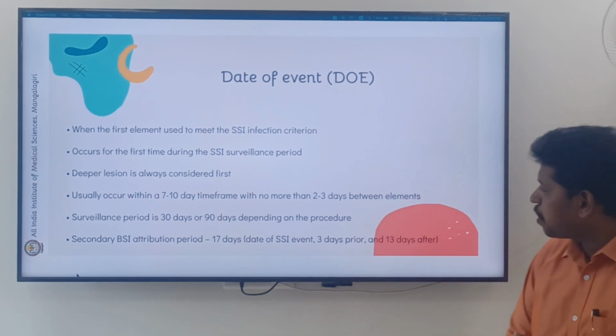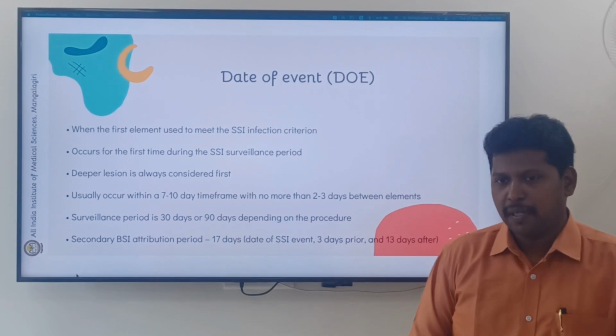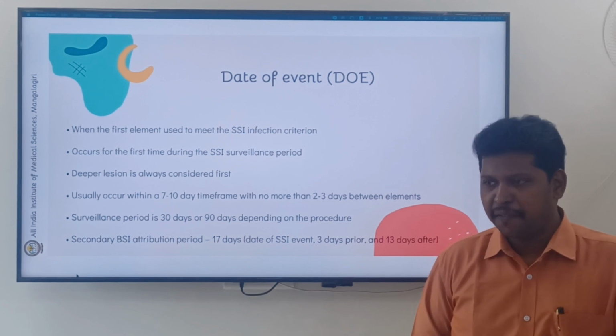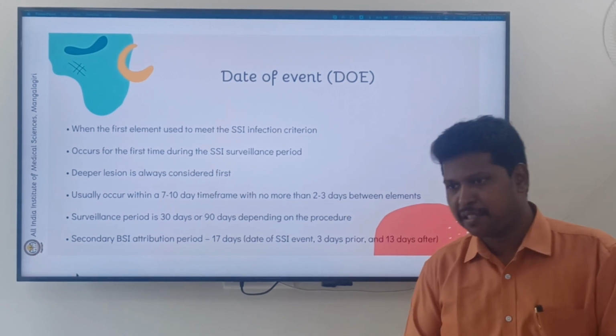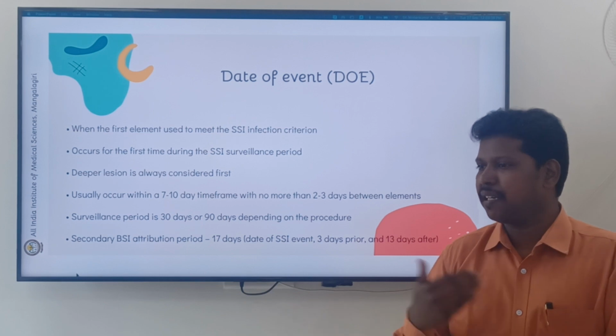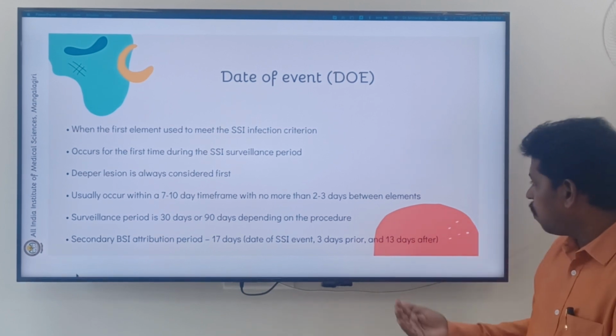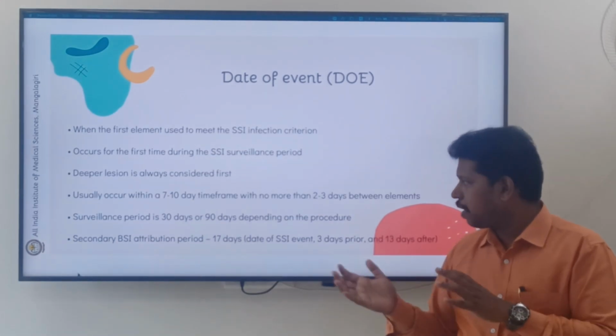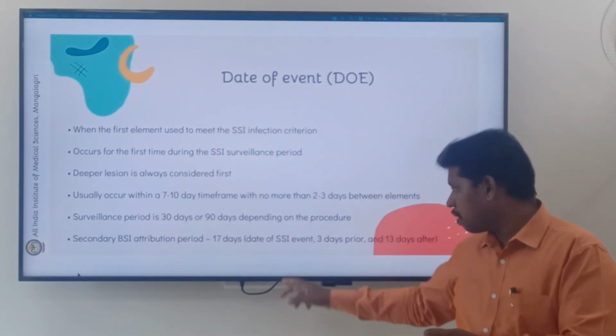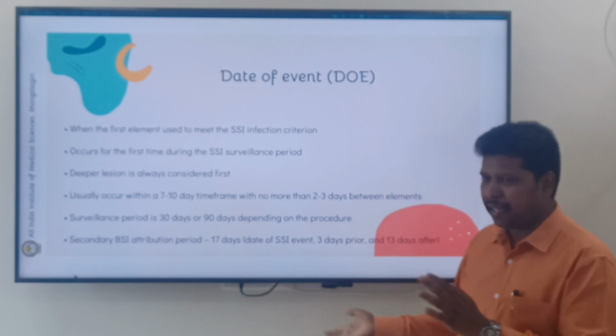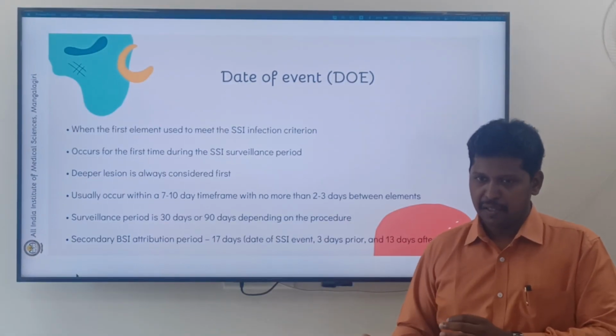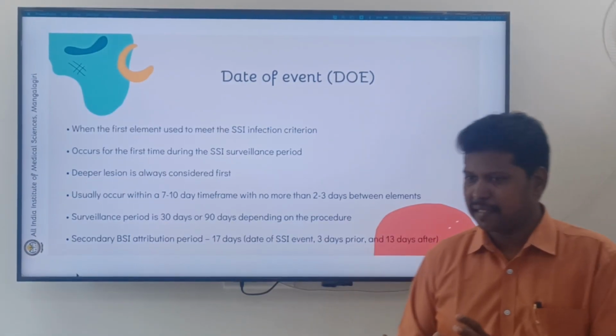Secondary bloodstream infection attribution period. When the surgical site infection is the source and it leads to bloodstream infection, that is secondary bloodstream infection. So from which period will you give it as secondary bloodstream infection? From the date of event, 3 days prior, 13 days later. As per multiple studies, they have finalized these dates.